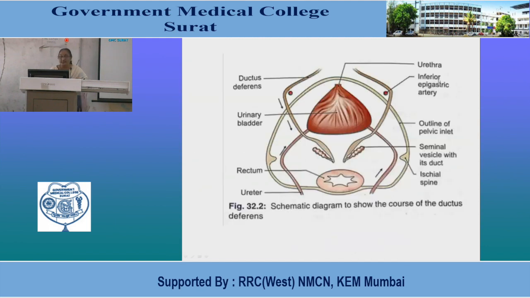Again you can see the ureter in the given diagram, and this is the outline of the pelvic inlet, and you can see the inferior epigastric artery. And here you see how the ductus deferens is angulated from the seminal vesicle. This is part of the prostate.